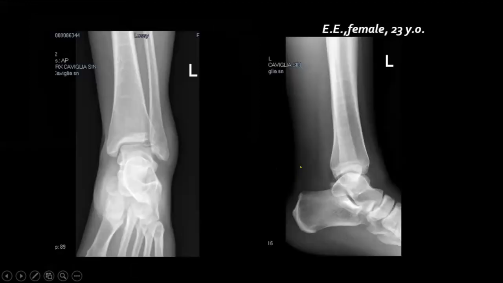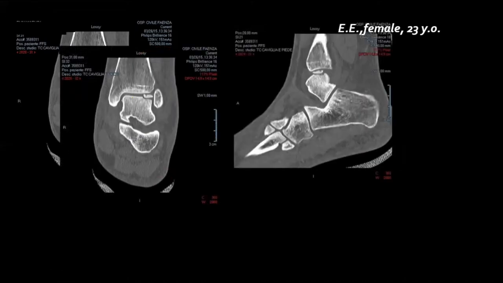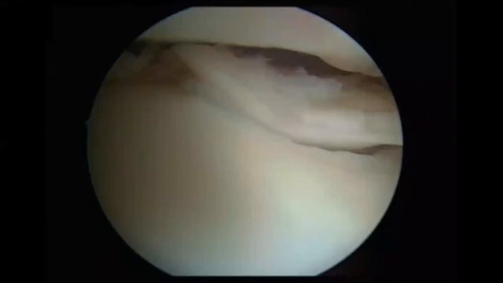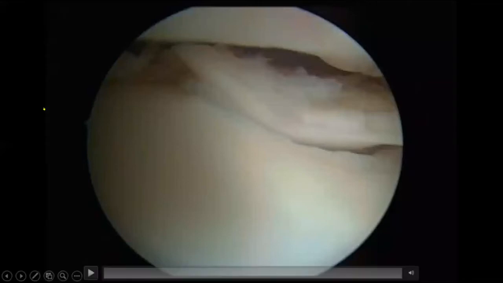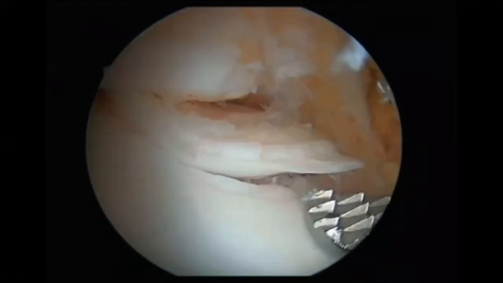And this is a female of 33 years old. You can see the plain radiograph, but from this you cannot really appreciate the kind of fragment, but you can appreciate on the CT scan the fragment upside down. You can see it on the sagittal plane. And this is the treatment for these patients. I hope you can see the images.